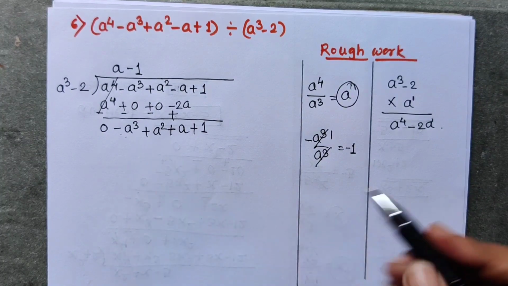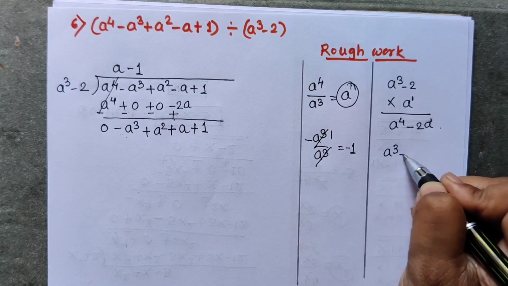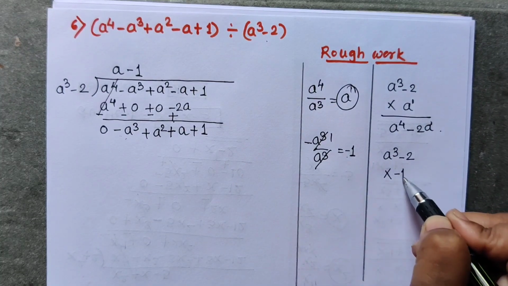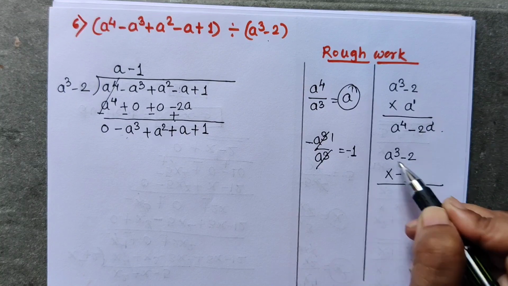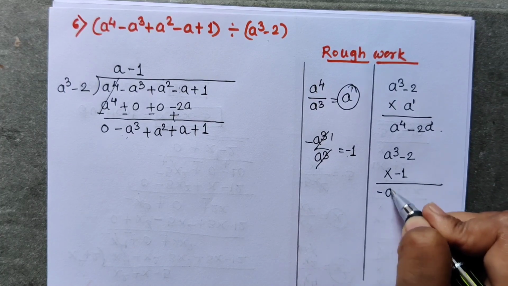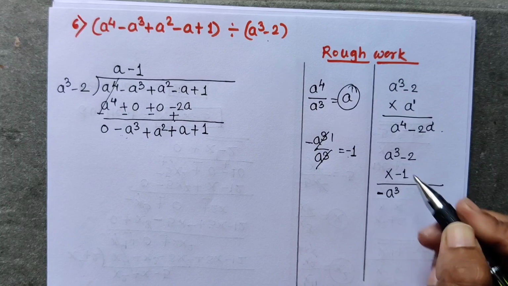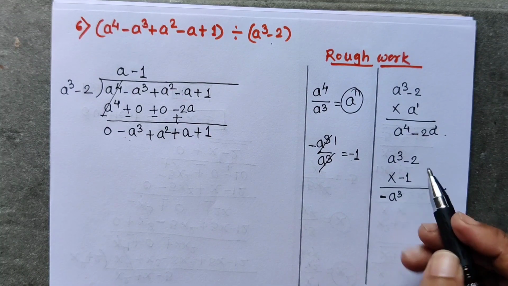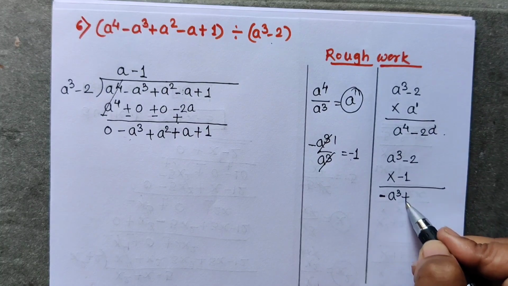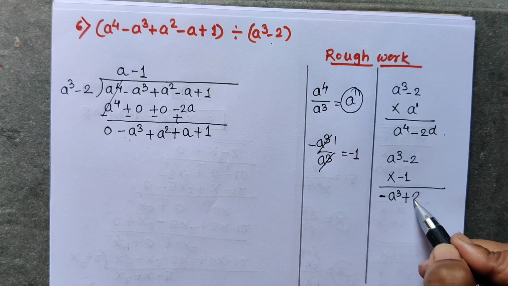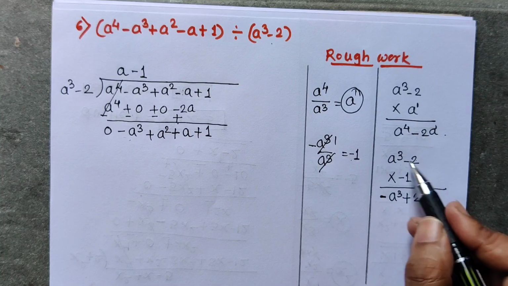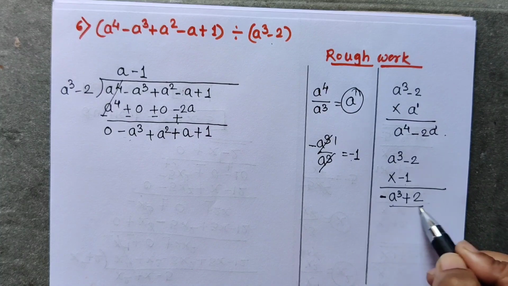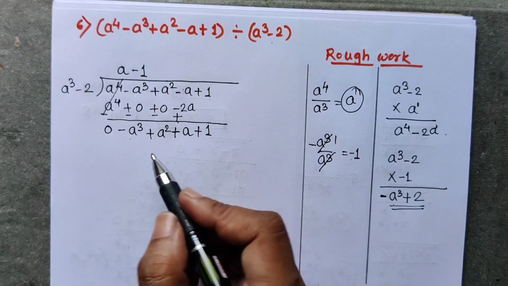Now what we have to write in the dividend? Let us check. A cube minus 2 is our divisor, multiplied by minus 1. Minus 1 into a cube is minus 1 a cube. So 1 we don't write. When the coefficient is 1, we don't write it. So minus 1 into a cube is minus a cube. Minus sign will become plus. 2 ones are 2. So a cube minus 2 multiplied by minus 1, we are getting minus a cube plus 2. Now this we are writing in the dividend.